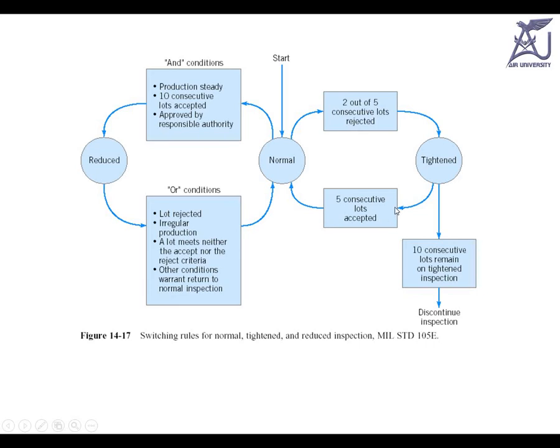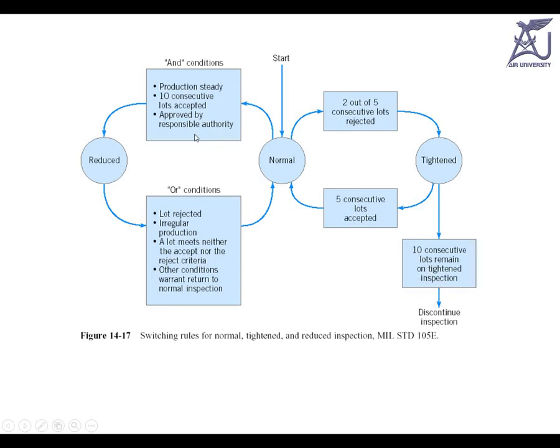Okay, so in that case, if the 5 consecutive lots are accepted later on, then again you will go for the normal inspection. But if you find that 10 consecutive lots remain on tightened inspection, the producer is still producing very bad lots, then you will discontinue the inspection. Why will you discontinue? You will tell him your quality is so poor that we don't want to carry on anymore, and you will totally discontinue the inspection because the quality is very, very poor.